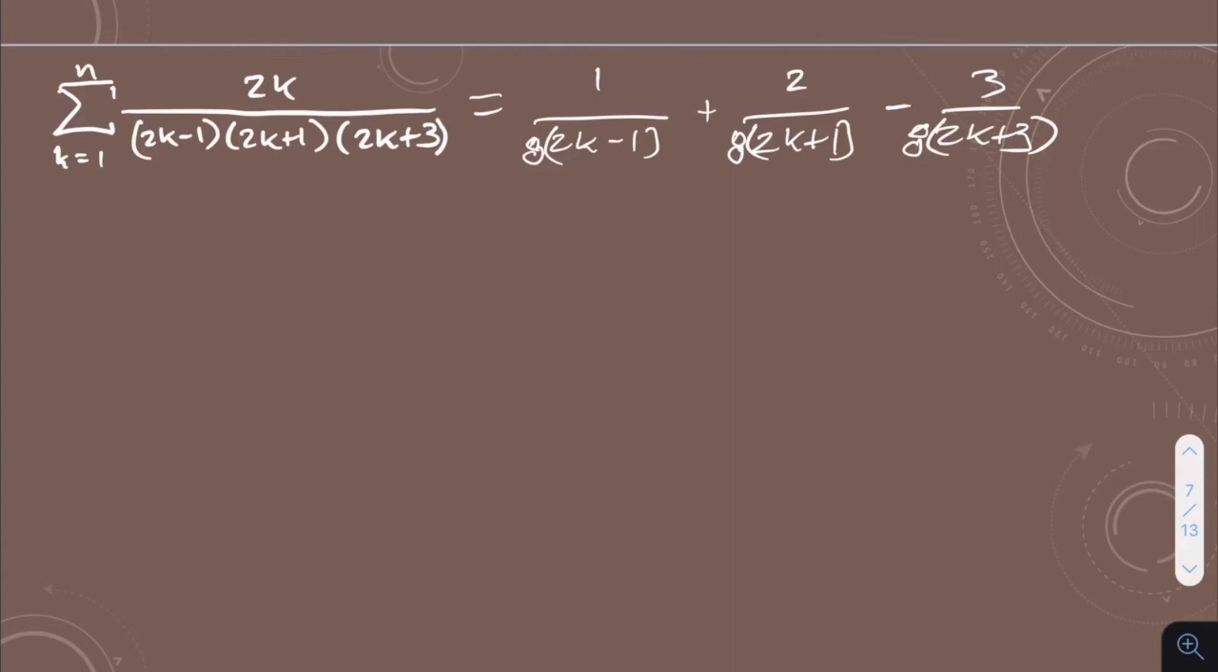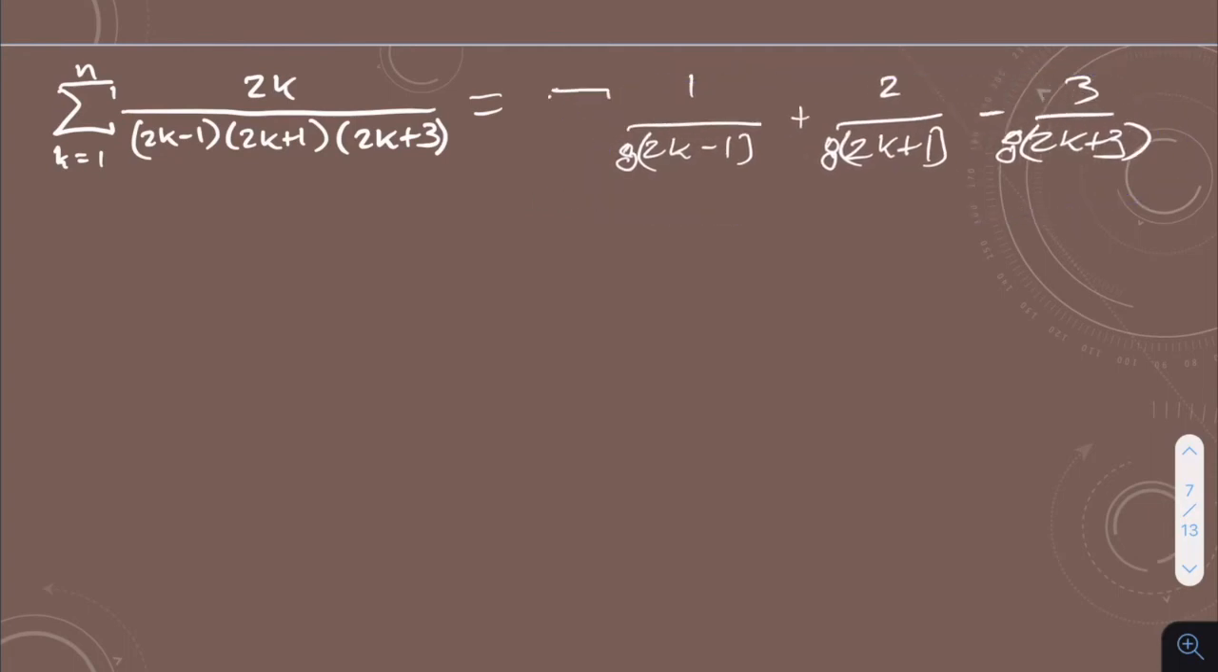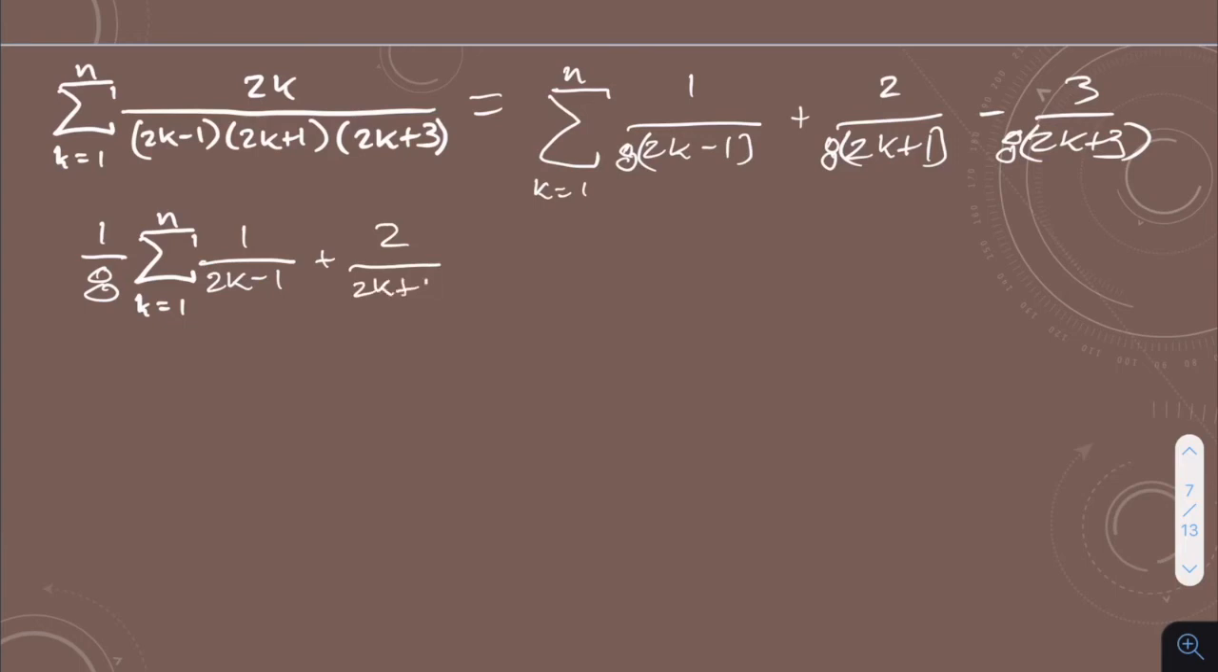So look at what this is going to turn us into. As we're looking at that summation, this whole phrase here has that summation in front of it. And so we can actually write it this way now. We're going to write 1 over 8 and grab that summation and know that that's equal to, we're just going to write all these in here now: 1 over 2k minus 1 plus 2 over 2k plus 1 minus 3 over 2k plus 3. And so now that makes that really nice and neat.